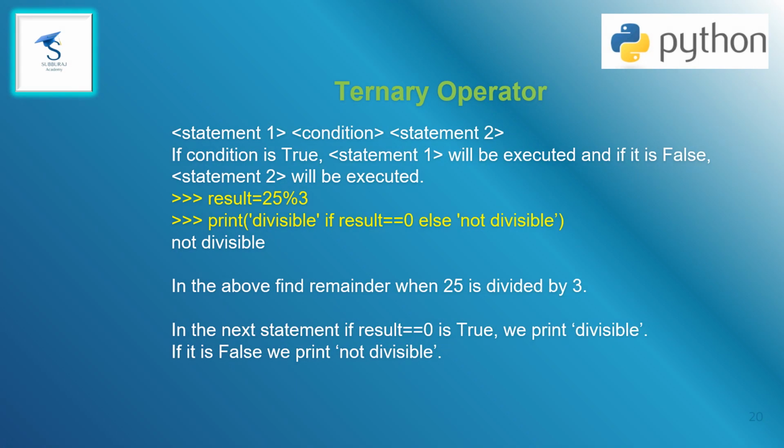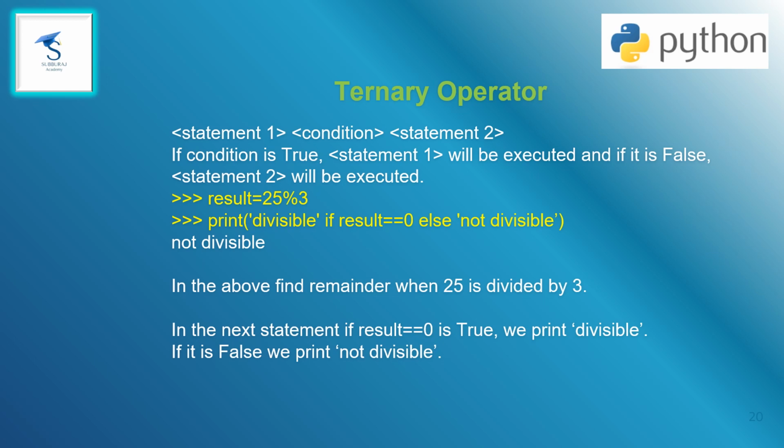We are coming closer to the end of the lesson, where we discuss ternary operators. So far we are writing programs in several lines. We can write the whole program in one line. The format is like this: statement one, condition, statement two. There are three parts of the ternary operator: the true statement and the condition.